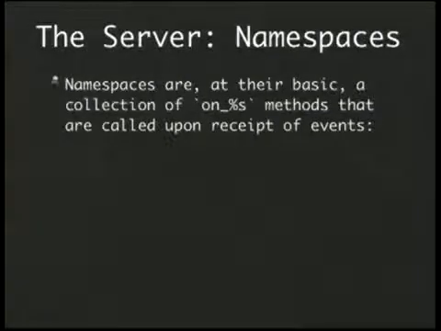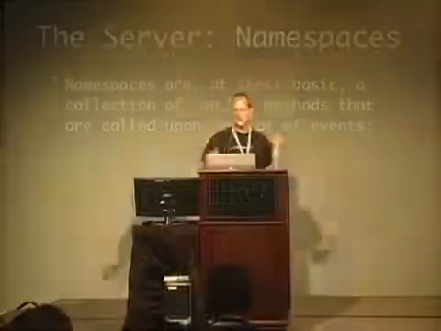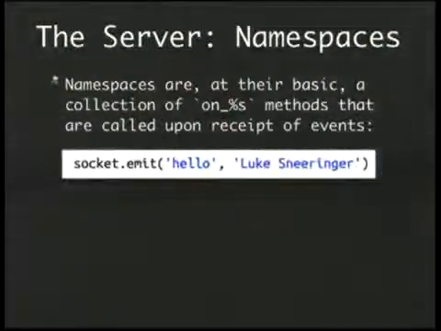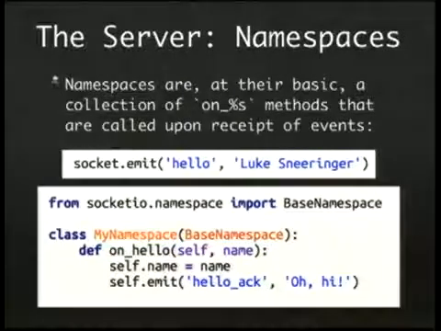Namespaces are actually really, really basic things. They have an initialize method. They need dunder init for their own purposes, so you can define a method named initialize that has your setup stuff. And then they just have on_event_name, where event name is whatever event you're receiving. So just like you were doing socket.on on your JavaScript side, you're going to have on underscore some basic string on your Python side. So when I did socket.emit hello Luke Sneeringer, this is where I'm going to receive it.